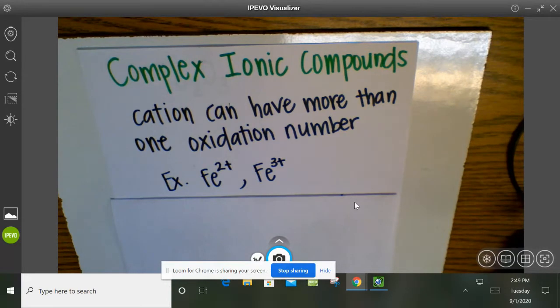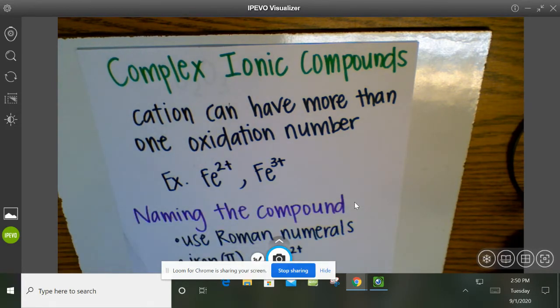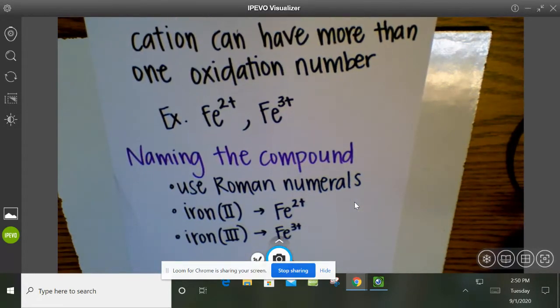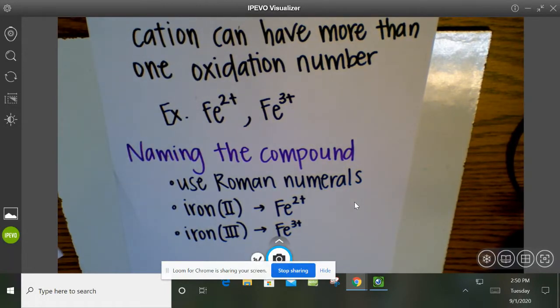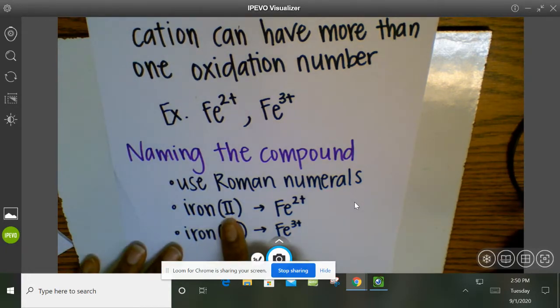iron can either be 2 plus or 3 plus, meaning it can give away 2 valence electrons or give away 3 valence electrons. When we are naming these complex compounds, we use Roman numerals in the name, and the Roman numeral tells us what the oxidation number is. So iron 2 means that this iron ion has a charge of 2 plus. Iron 3 means the ion has a charge of 3 plus.